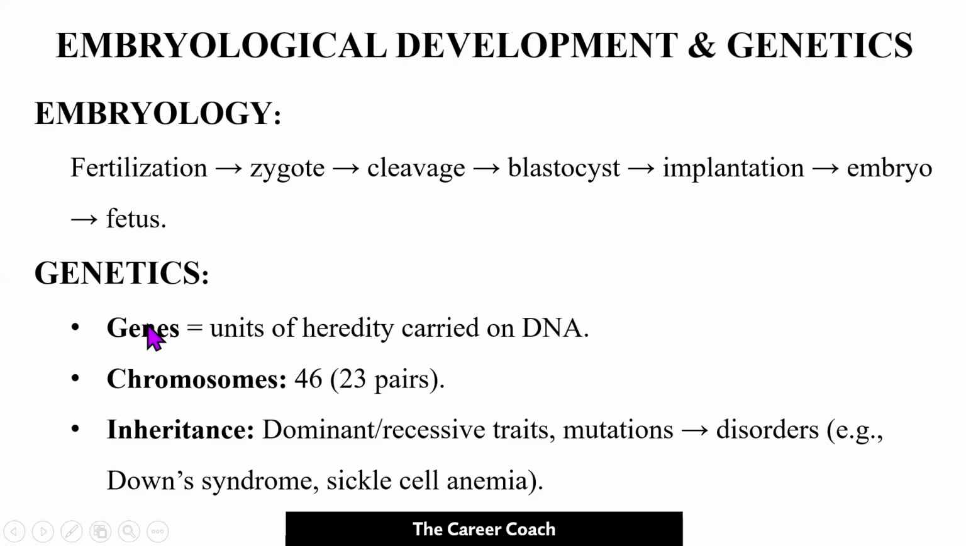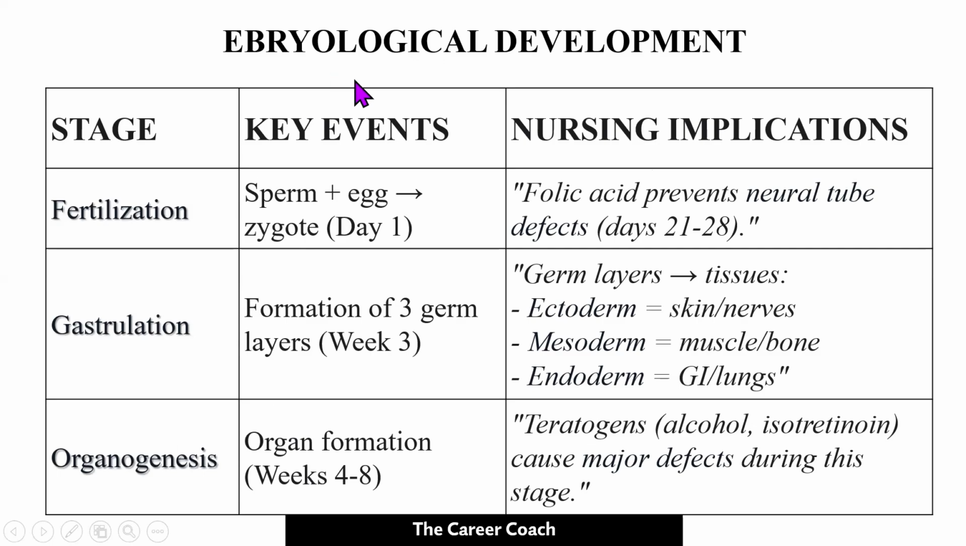Another word to take note of in regards to genetics is inheritance. When we talk about inheritance in genetics, we mean dominant or recessive traits. We could also talk about mutations, which are disorders. Example, Down syndrome and sickle cell anemia are all mutations in genetics. Let's wrap it up and look for the nursing implication with regards to embryological development. So basically, we look at the stages, the key events, and nursing implication.